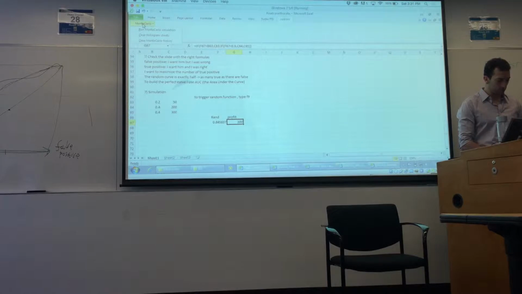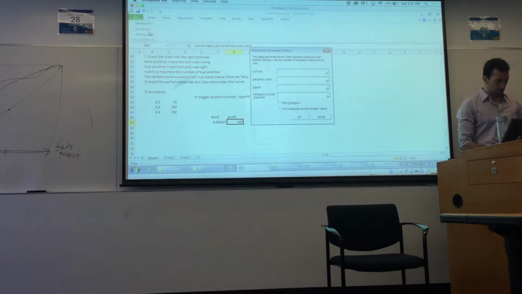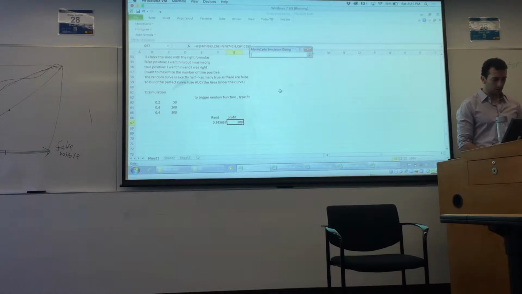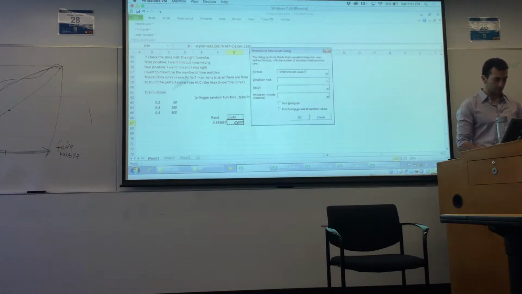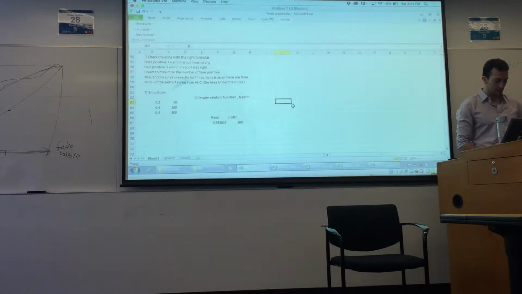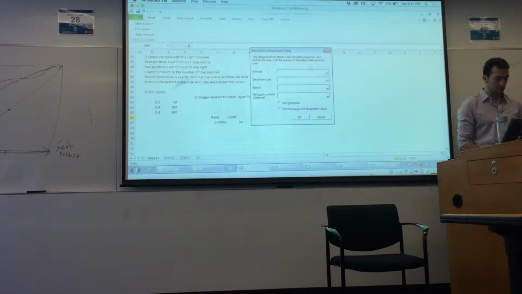What I'm doing, I'm going to add-ins, press on Monte Carlo. As formula, I'm choosing the profit, including the label above. I don't have to, but I prefer to have a label. Simulation trials: let's say that I want to run 500 times, I need to have it somewhere. So I need to have a cell with 500, I can't just write 500.